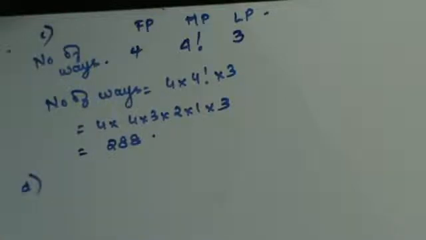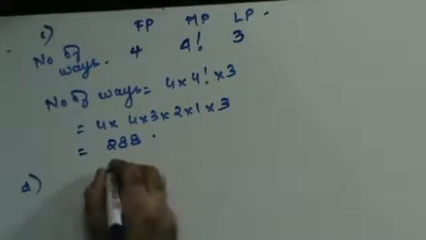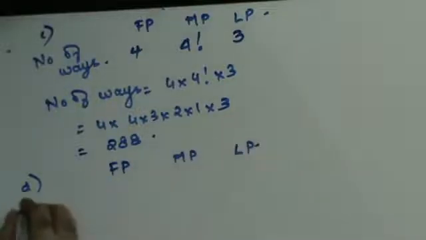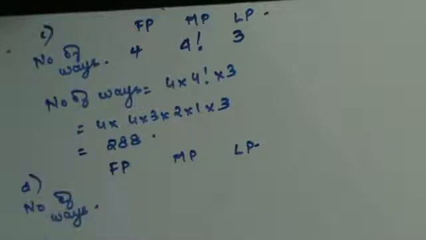Next, how many of these begin with a consonant and end with a vowel? First place, middle place, last place. Number of ways. Begin with a consonant. How many consonants are there in father? There are 4 consonants in father. So I have 4 alternatives in which I can fill the first place. The first place can be filled with any one of the 4 alternatives.